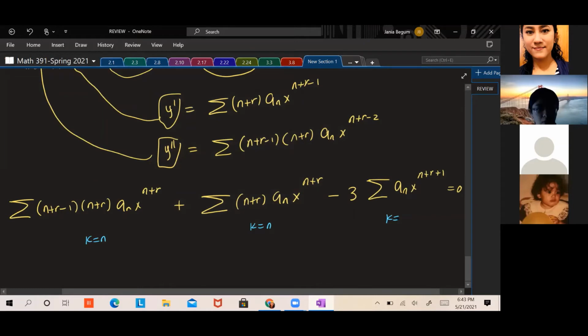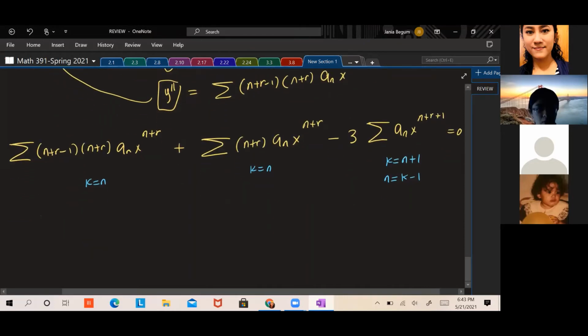N plus 1. And then here I also want to write down n is going to be k minus 1. Okay, so that's going to introduce that dummy variable, and then we're actually shifting the indices in the background, but we're ignoring it for now because it's okay.